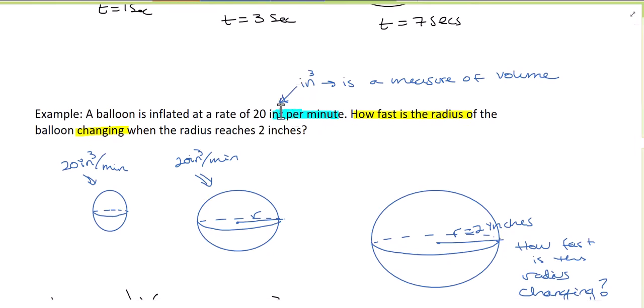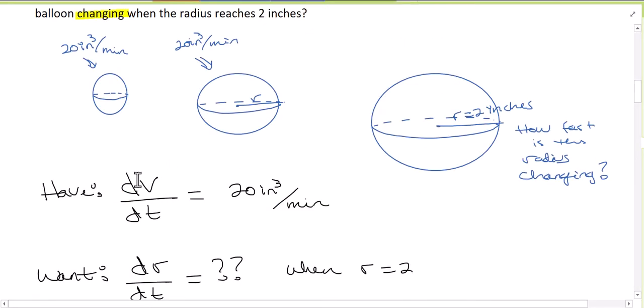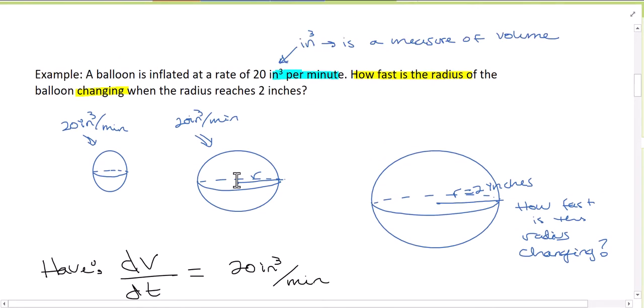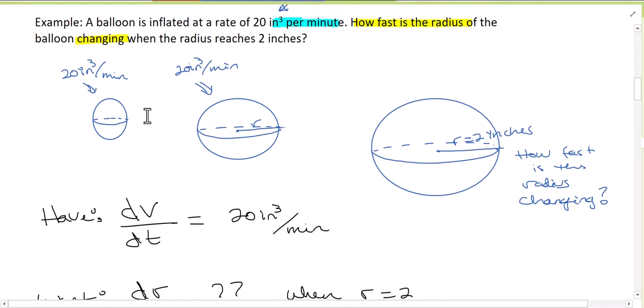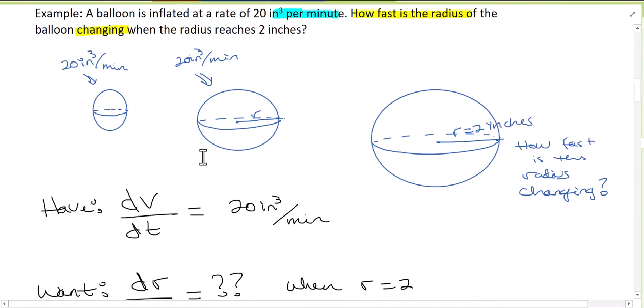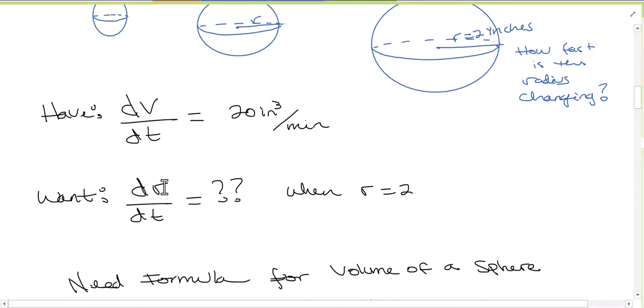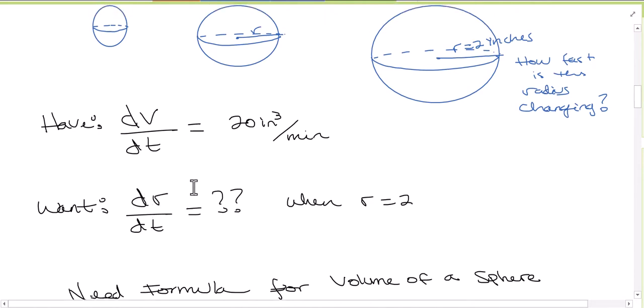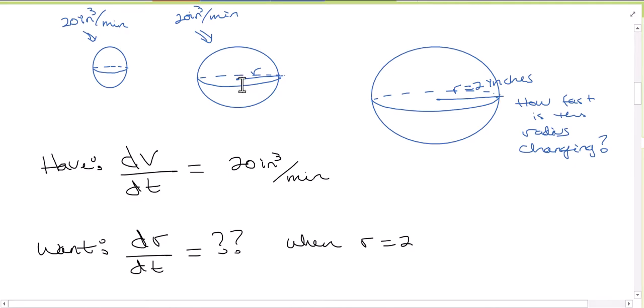Really, really important to pay attention to units in related rates problems. The units are what tell me that I have volume: inches cubed per minute. So volume is changing with respect to time, so I know that I have dV/dt. And I'm looking for how fast the radius is changing. Now that I know things are changing with respect to time, this is going to be dr/dt, using my variable that I used in the picture.